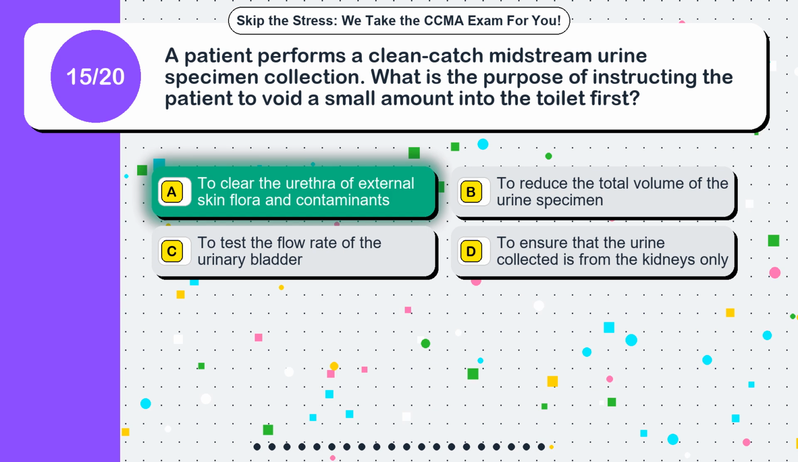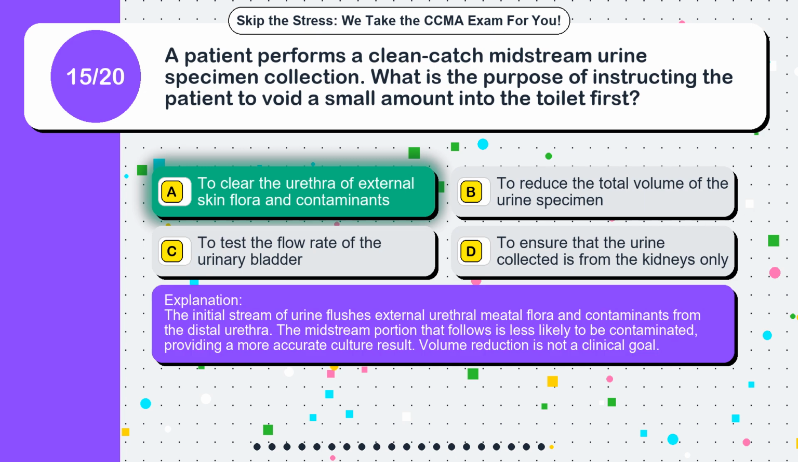To clear the urethra of external skin flora and contaminants. The initial stream of urine flushes external urethral meatal flora and contaminants from the distal urethra. The midstream portion that follows is less likely to be contaminated, providing a more accurate culture result. Volume reduction is not a clinical goal.